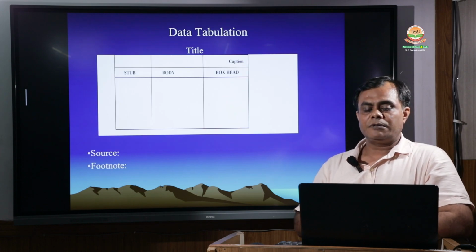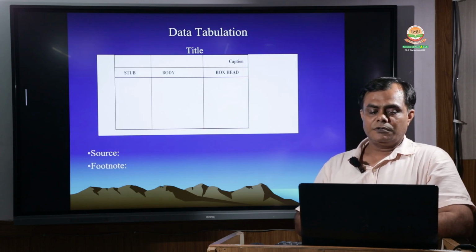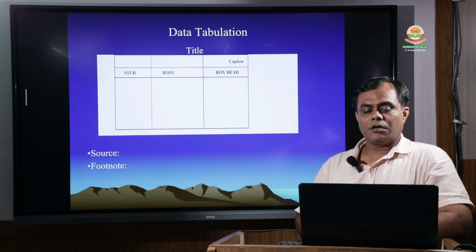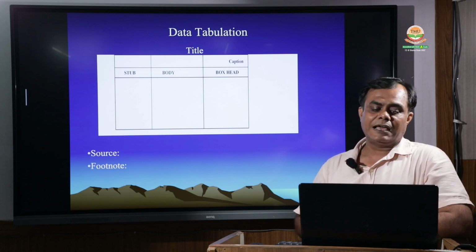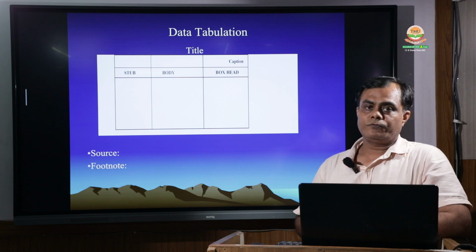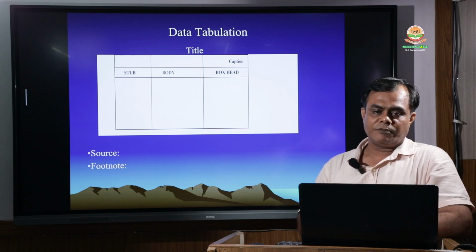Here the title of the table is mentioned at the top of the table, then the stub, the caption, the body of the table and the box head of the table, and the last one is the source and footnote that is given at the bottom of the table.